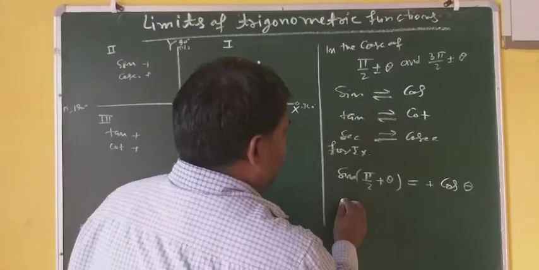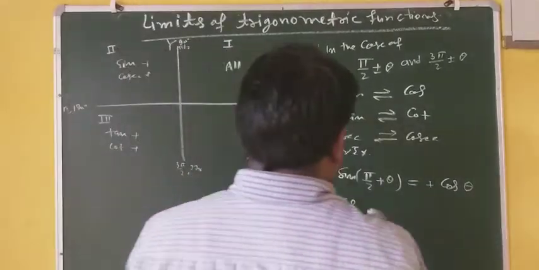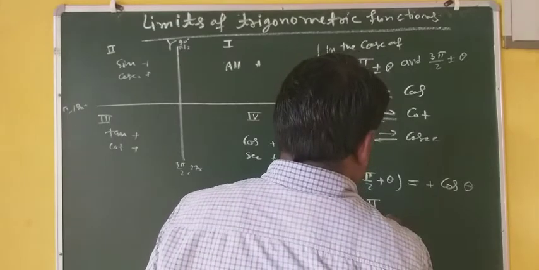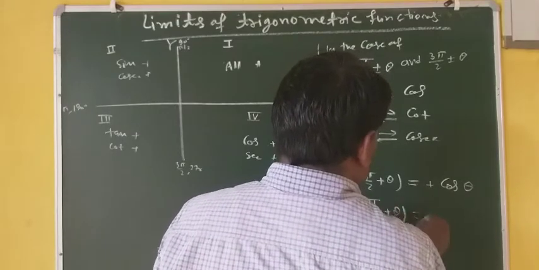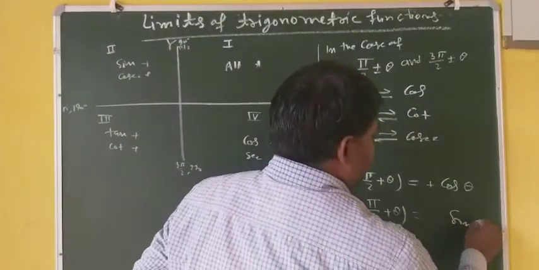When you take cos of pi by 2 plus theta, then obviously cos will change into sine, so sine theta will come.